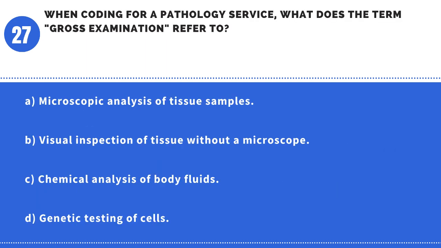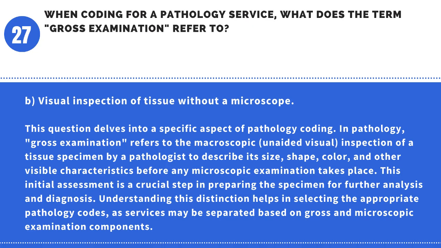Question 27. When coding for a pathology service, what does the term gross examination refer to? A. Microscopic analysis of tissue samples. B. Visual inspection of tissue without a microscope. C. Chemical analysis of body fluids. D. Genetic testing of cells. Answer B. Visual inspection of tissue without a microscope. This question delves into a specific aspect of pathology coding.